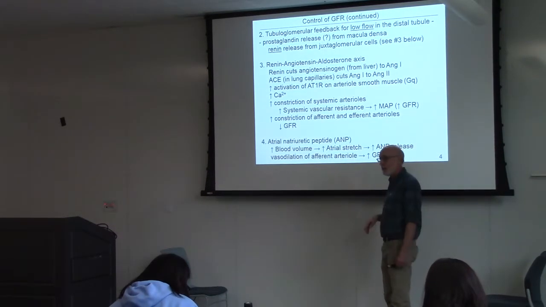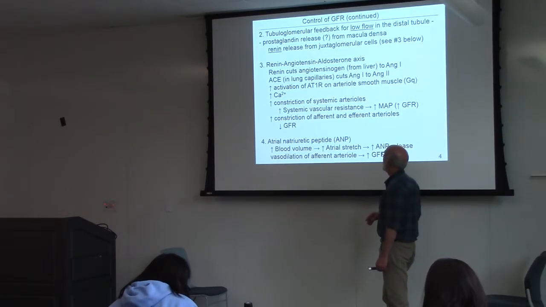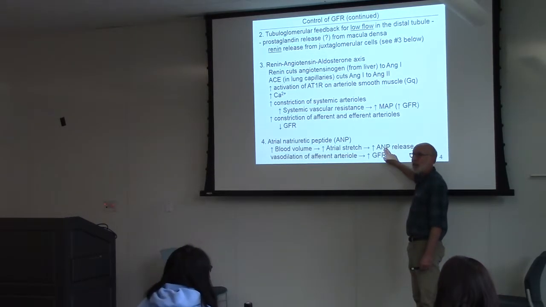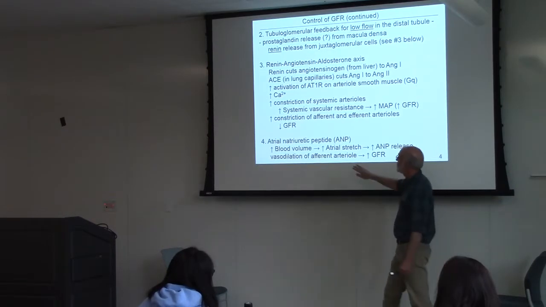It does it by a number of mechanisms, but what you need to know is that ANP, atrial natriuretic peptide, is going to increase GFR as part of its mechanism for increasing sodium excretion. So let's go through it.